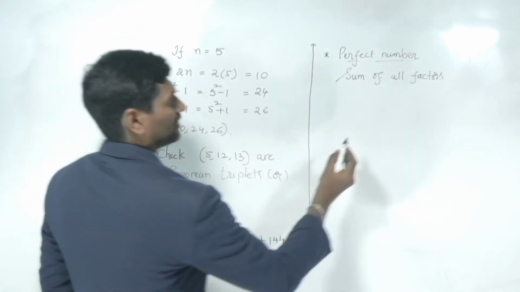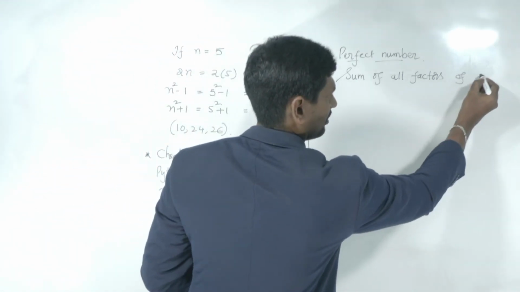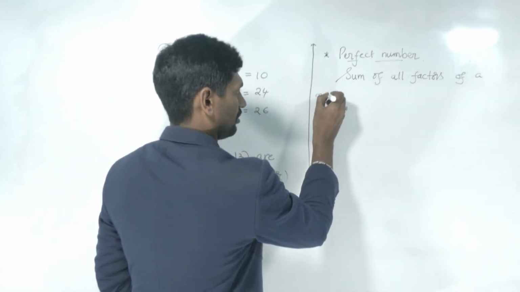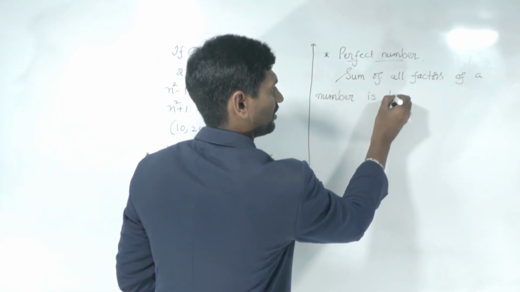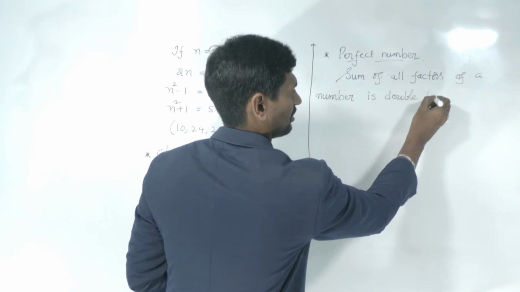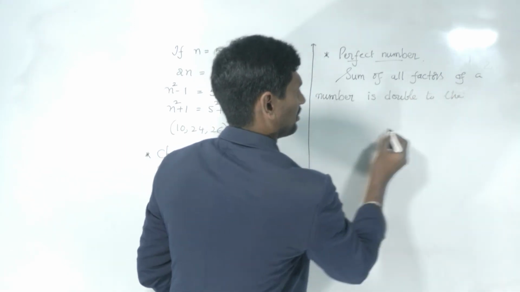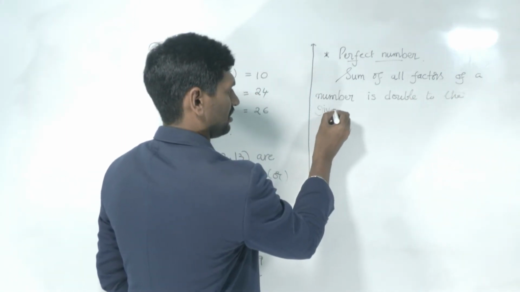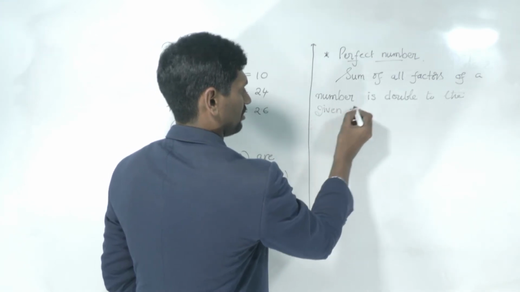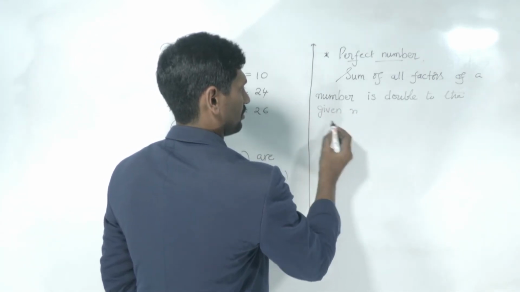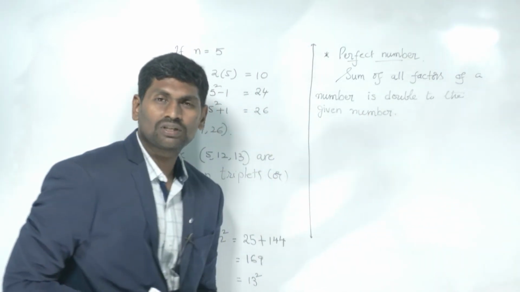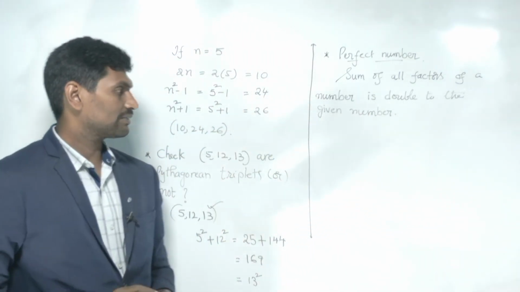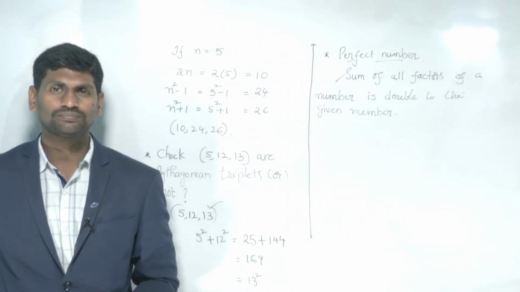Sum of all factors of a number is double the given number. That type of numbers are called perfect numbers. Let us see one example.